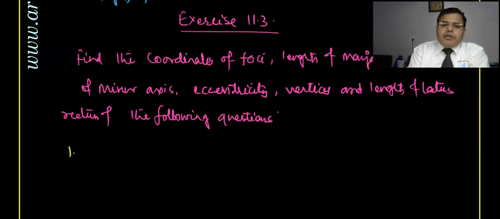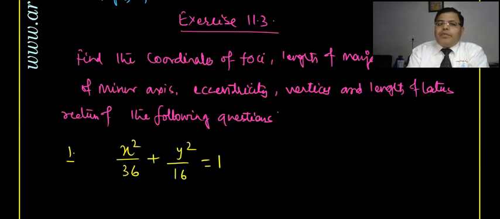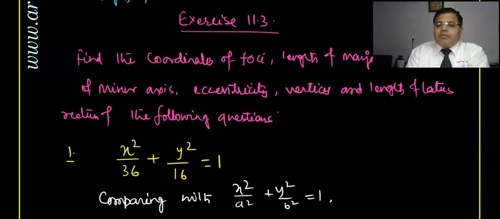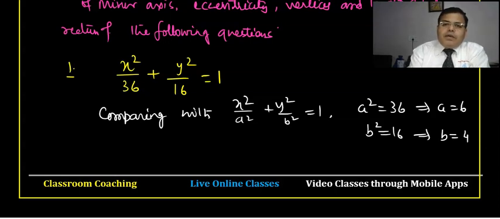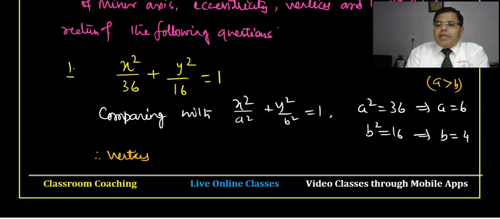So we have question number 1, and what is that? x square by 36 plus y square by 16 is equal to 1. So we can compare it with x square by a square plus y square by b square is equal to 1. We have a square is equal to 36, that is a is 6, and b square is equal to 16, therefore b is equal to 4. Now we have to find vertices. Since a is greater than b here, the vertices are plus minus a comma 0, that is plus minus 6 comma 0.